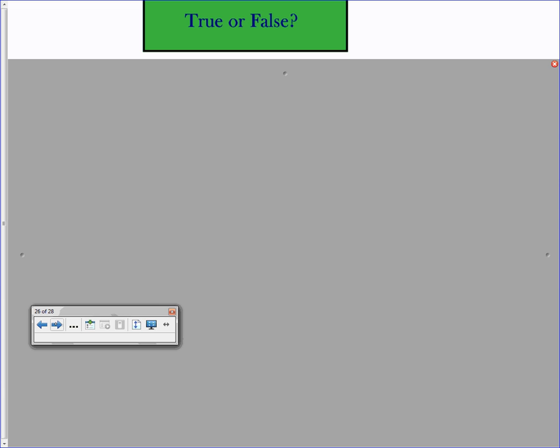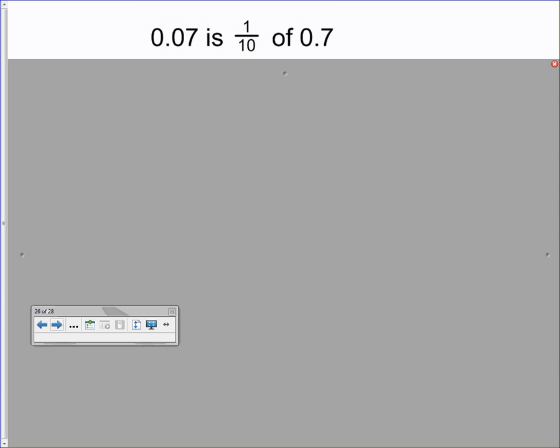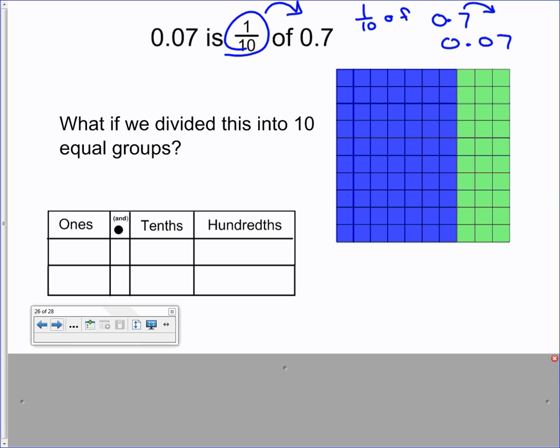Okay, let's do another one. Is 7/100 is 1/10 of 7/10. So if I'm going 1/10 of, means I'm going to the right one place. So I'm asking 1/10 of 7/10, means I need to go to the right one place, which would make it 0.07, 7/100. Is that true? Yes, it is.